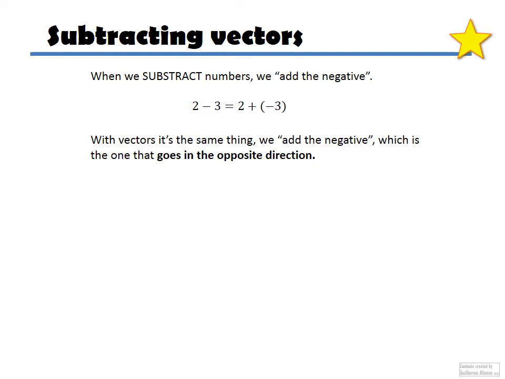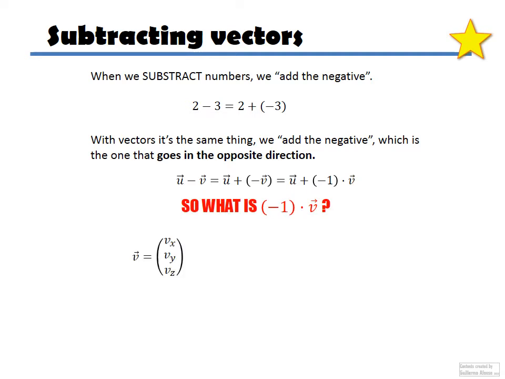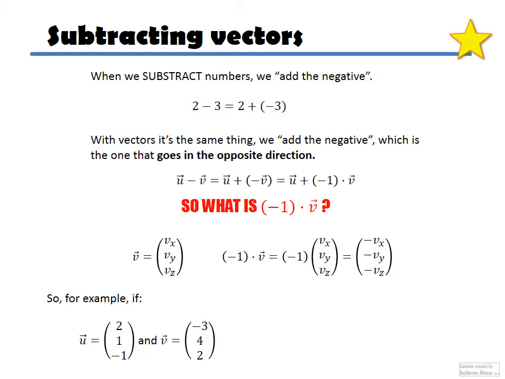So what does it mean? For example, if I have u minus v, I'm going to think of it as u plus minus v. And that's essentially u plus minus 1 times v. So of course, minus 1 times v is going to be the same vector as vector v, just with everything negative. So for example, if I have vectors u and v here, and I have to subtract them, what I'm going to be getting is vector (5, -3, 3).